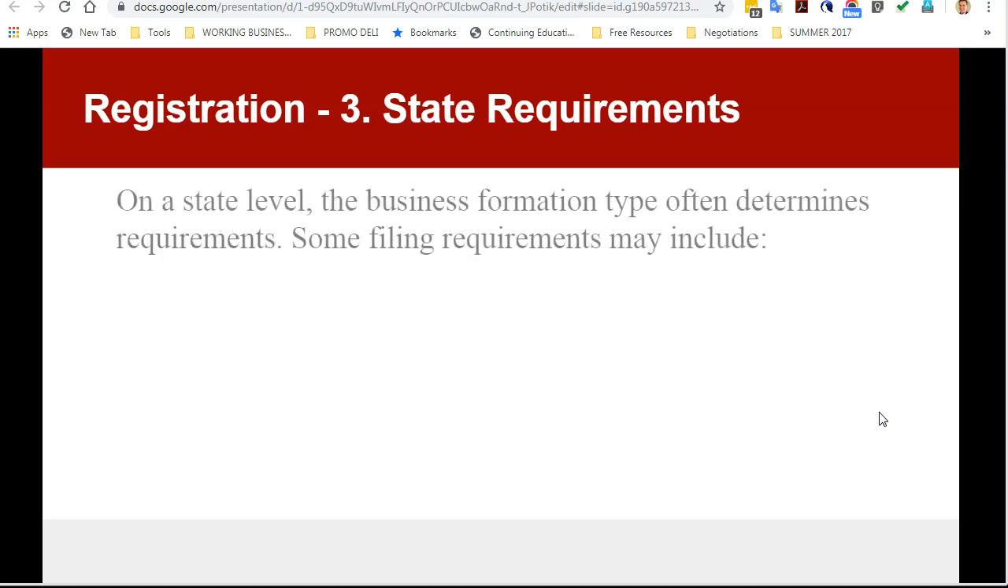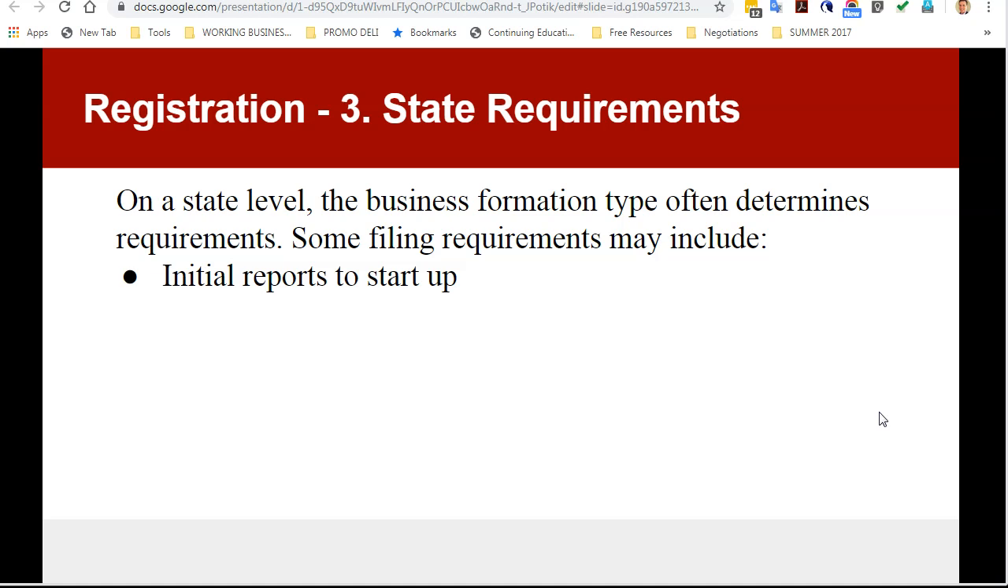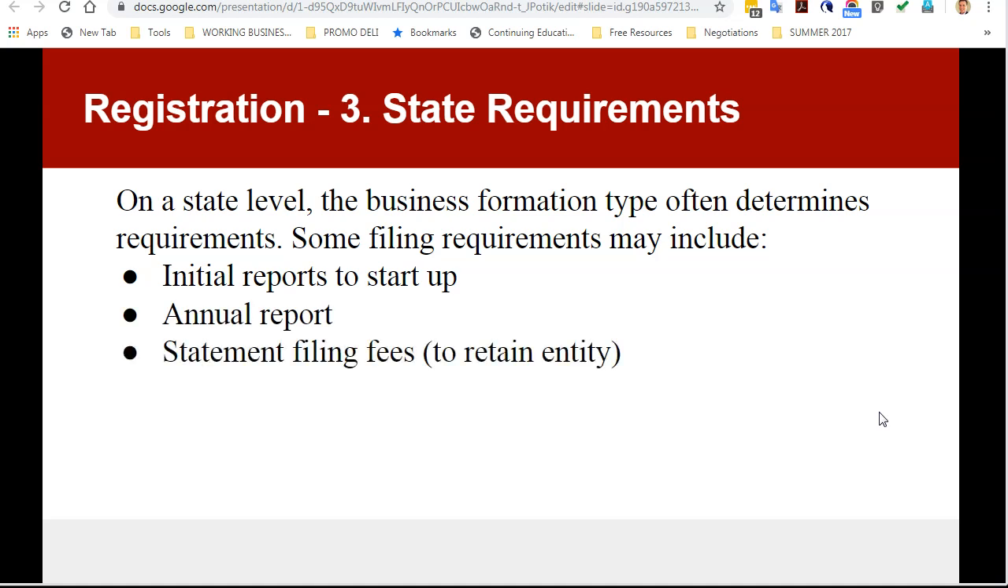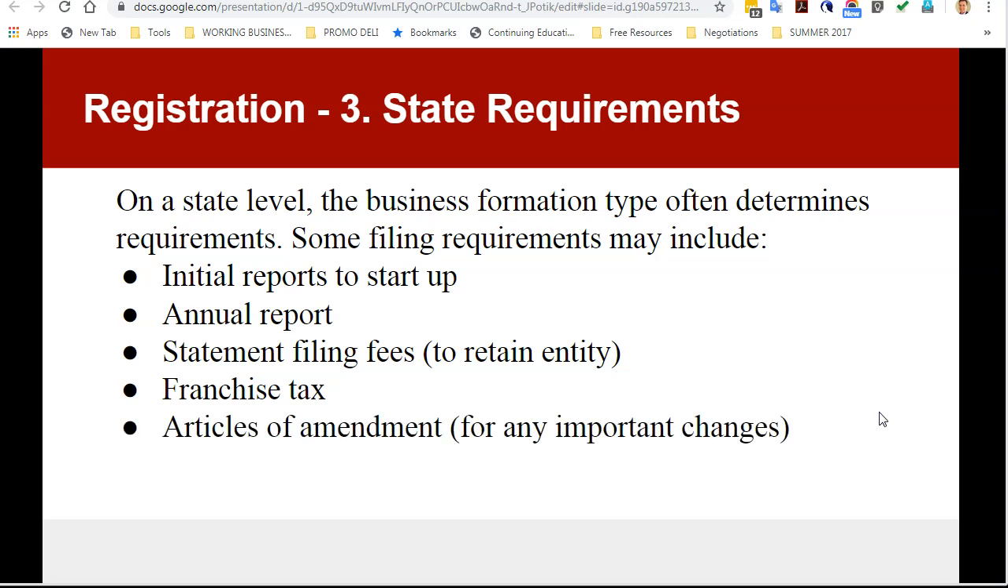State requirements. On a state level, the business formation type often determines your requirements. So the type of business, whether you're a limited liability company or an S Corp, for example, those may require different permits and licensing you'll need. So some filing requirements at the state may include initial reports to set up your business. You might need to file an annual report. You might need to file a statement and pay a filing fee to retain your business in the state. You might have to pay your franchise tax or your sales tax. Then any articles of amendment. These are important changes. So these are often ongoing forms that you would have to pay for to keep your business in the state.